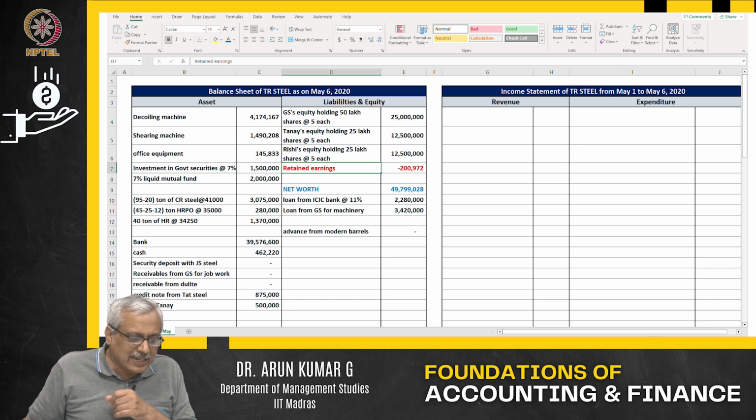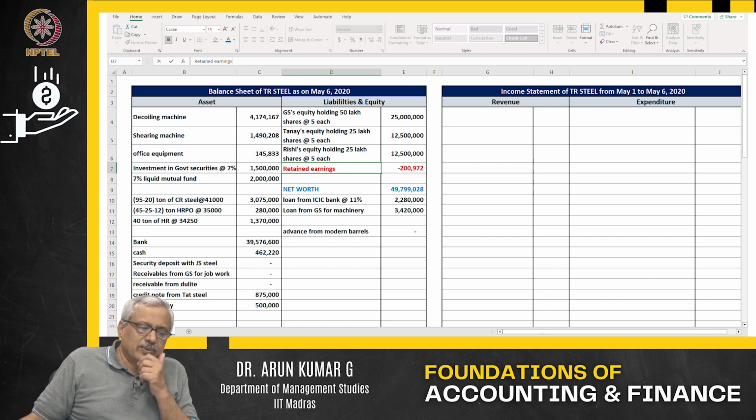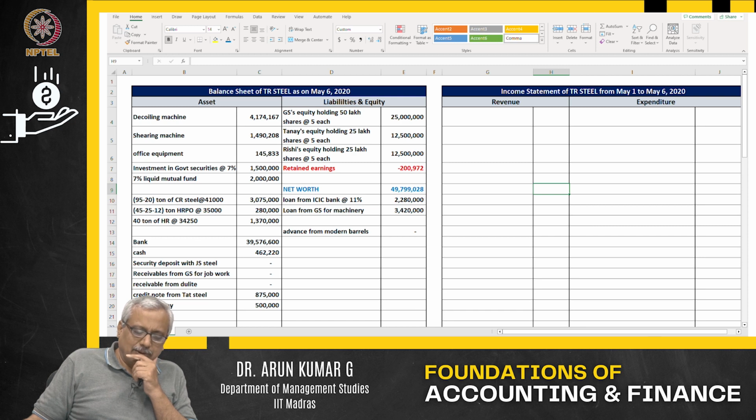So, this is retained earnings, I would say, total retained earnings out there. Let us keep it this way in this particular case. Let's worry about it as we go along.